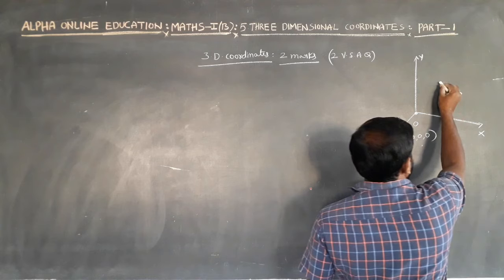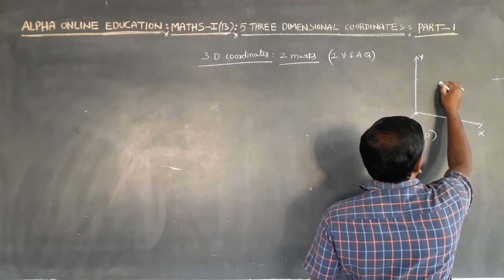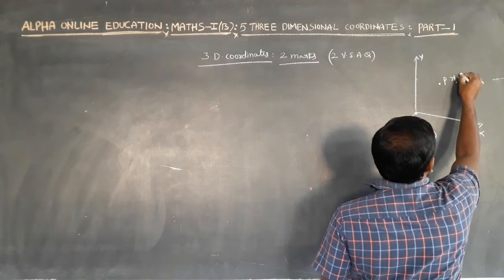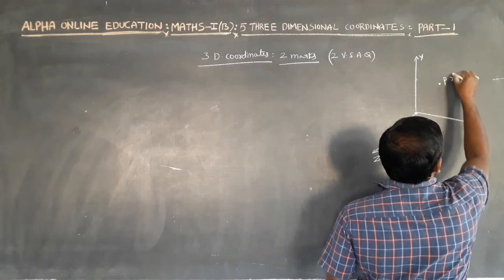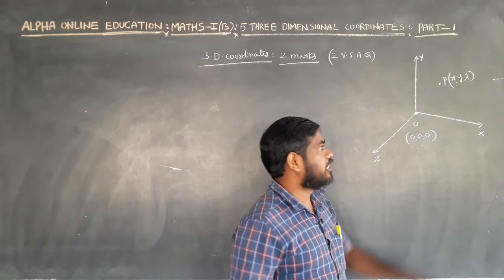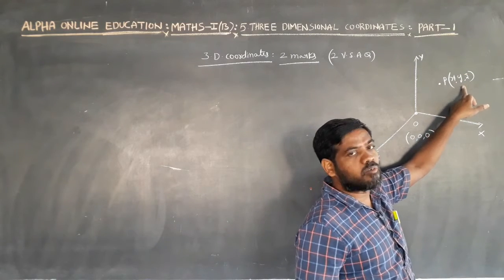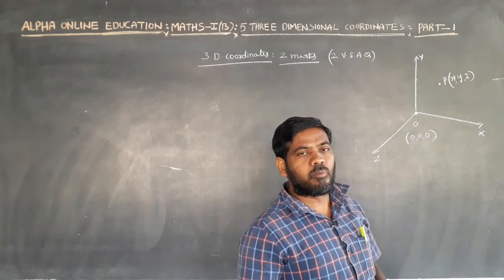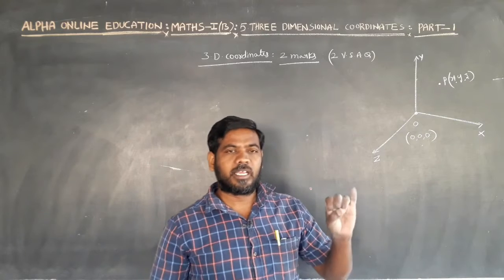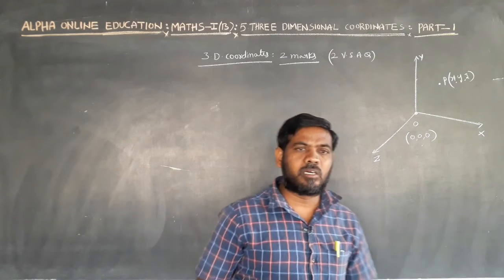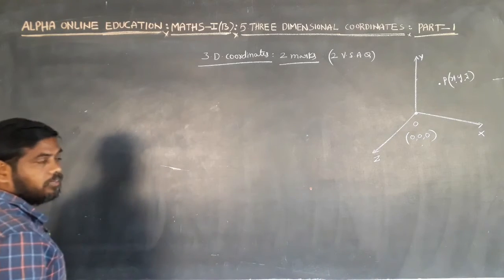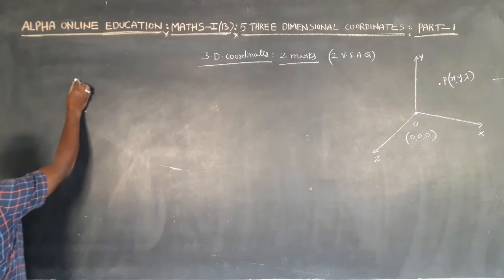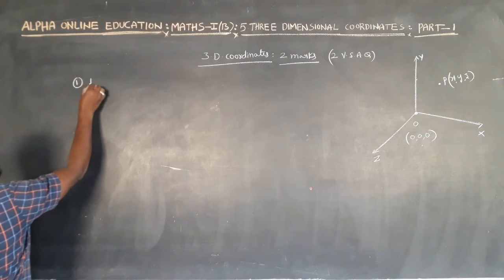In space, a point is denoted by x, y, z: the x coordinate, y coordinate and z coordinate. Formula number 1.